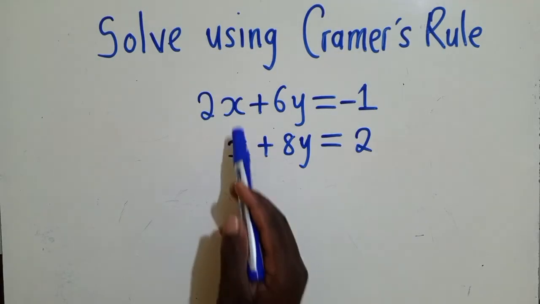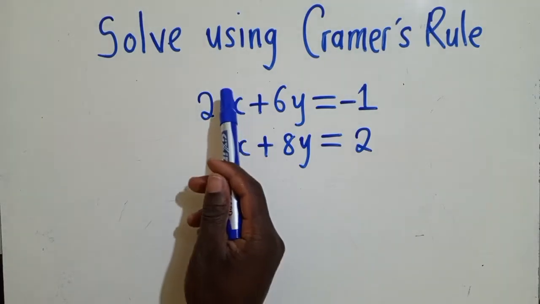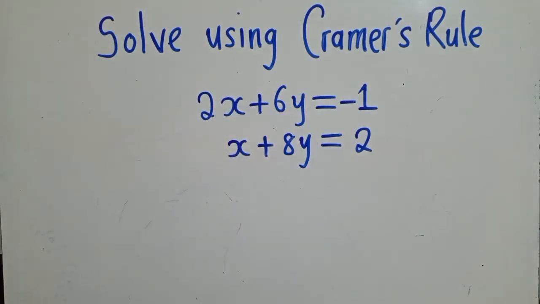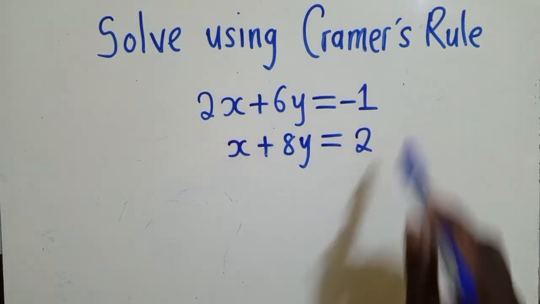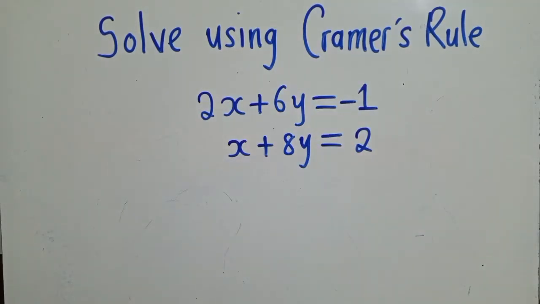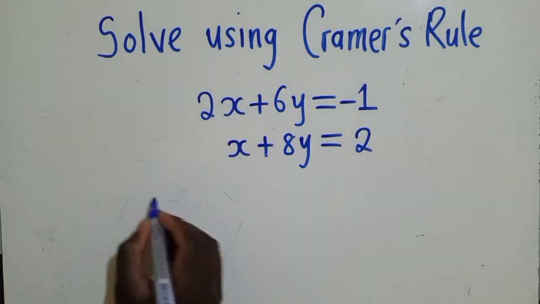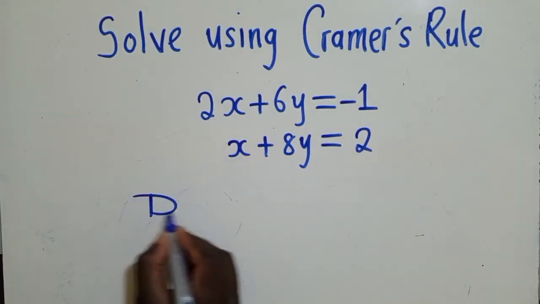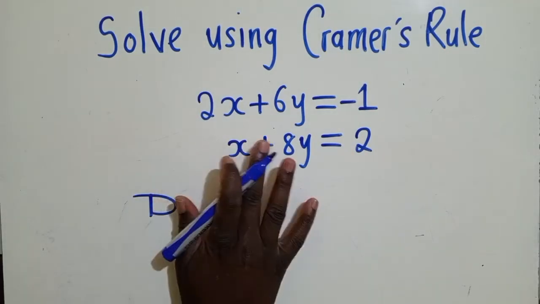If you can see, how many letters do we have? We have two of them, x and y. So this is a 2 by 2 matrix which we are going to use to solve by using Cramer's rule. Okay. For Cramer's rule, you first need to find the determinant, or you identify your matrix.